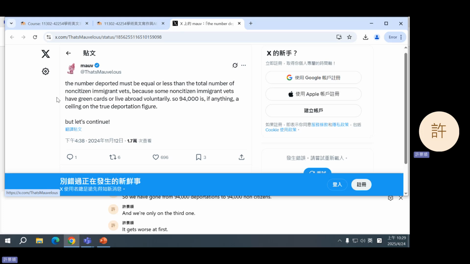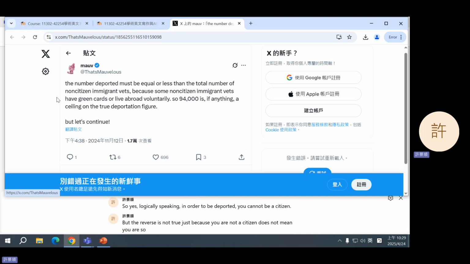Okay, so yes, logically speaking, in order to be deported, you cannot be a citizen. But the reverse is not true. Just because you are not a citizen does not mean you will be deported. So 94,000 is the highest possible number of deportations.